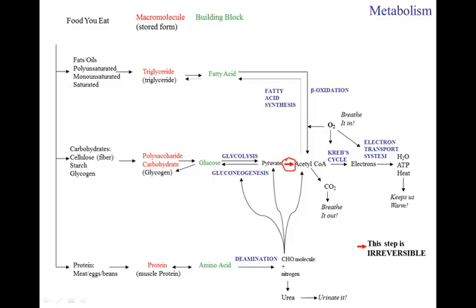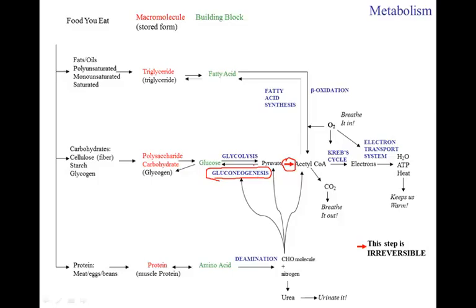Pyruvate, however, if there's no oxygen around, will be broken down, for example, to lactic acid, which is what happens in muscle cells when there's not enough oxygen. You can also take that pyruvate and make glucose from it in a process called gluconeogenesis, which means making new glucose. Gluco for glucose, neo, new, genesis, create or make.